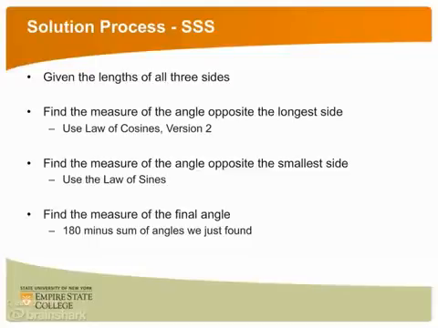But what happens if all we know are the lengths of the three sides and have no information about the angle measures? First, we want to find the measure of the largest angle. We will use the second version of the law of cosines, which is solved for the cosine of the angle, to find this angle measure. Then we use the law of sines to find the measure of the smallest angle. We finish solving the triangle by subtracting the sum of the angle measures we just found from 180 degrees to find the remaining angle measure. Let's see an example.